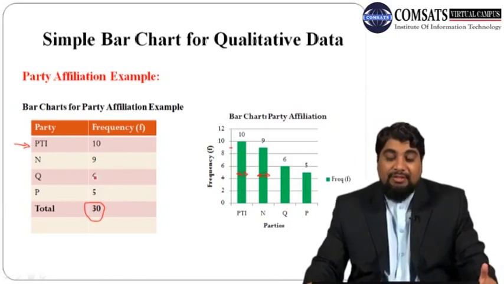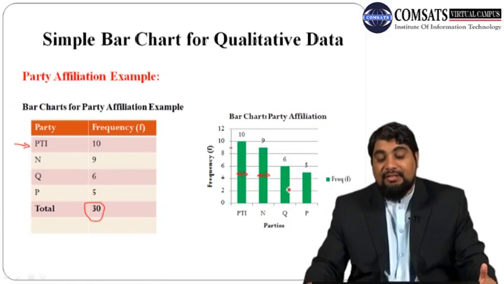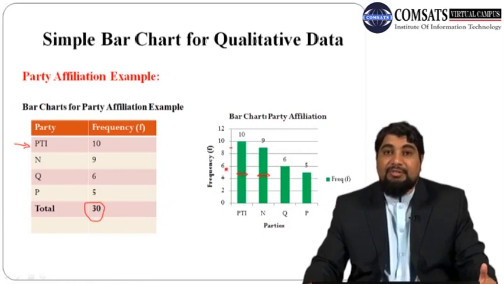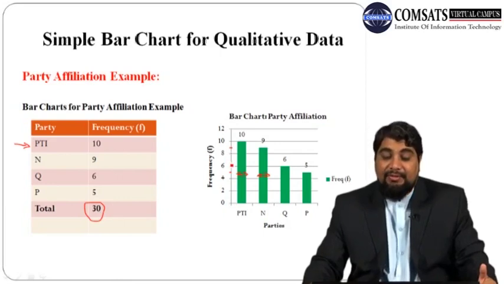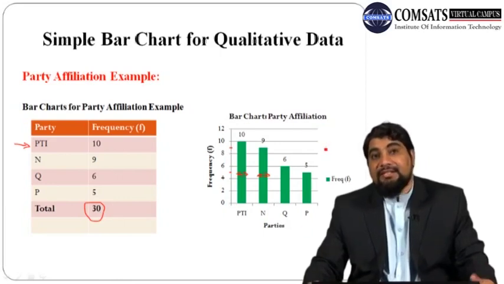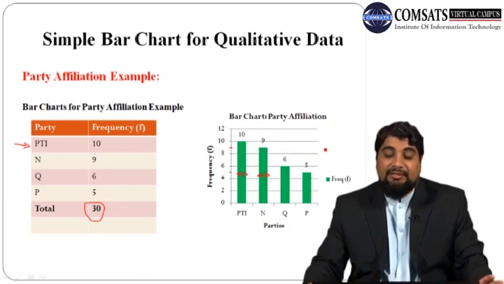Similarly PMLQ, its frequency is 6, so the height of this bar will be equal to 6. And similarly for PPP, its frequency is 5, so construct a bar with height equal to 5, which lies between 4 and 6. So this is how we can construct a simple bar chart.